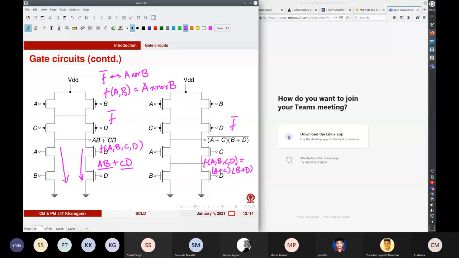So what you have to do is, you want to get A XOR B. So you consider the complement of that function. Whenever that function is true, that is whenever A XOR B is true, you want to have a conducting path to the ground, right? That is what you are doing really. So that is how you can build the gate.